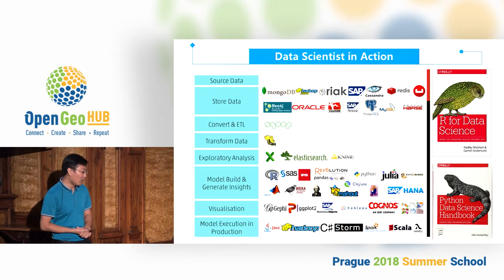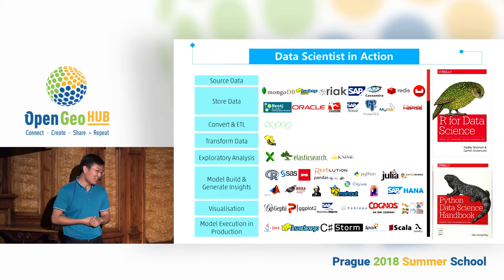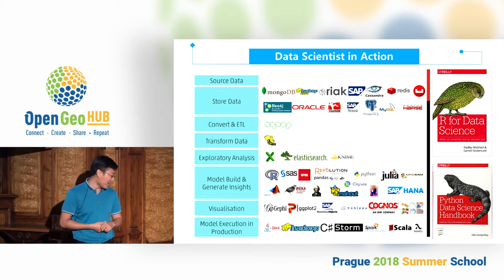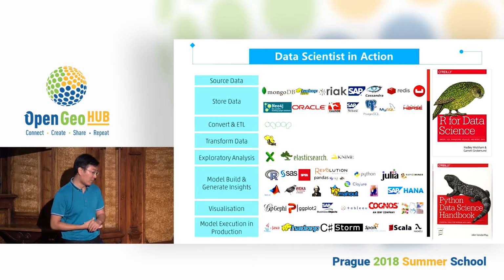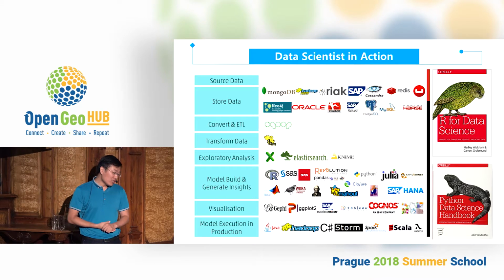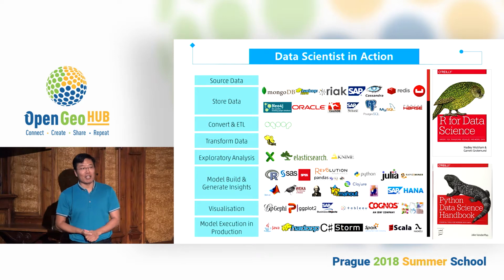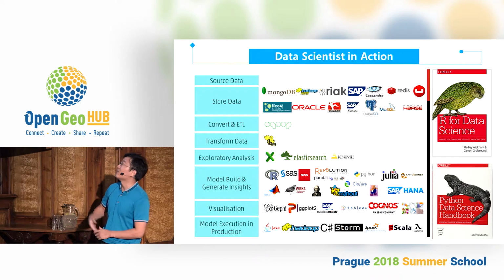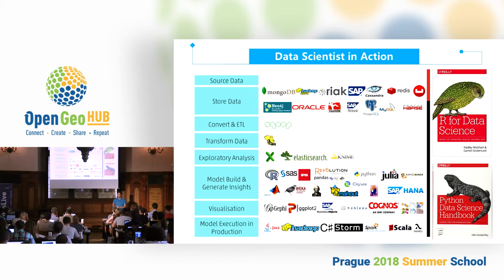Here is a table of tools that data scientists need to master, from storing data to modeling and visualization. Most of them are open source, but some of them are commercial. The most widely used languages in data science are R and Python. We know life is short, so use R and Python.